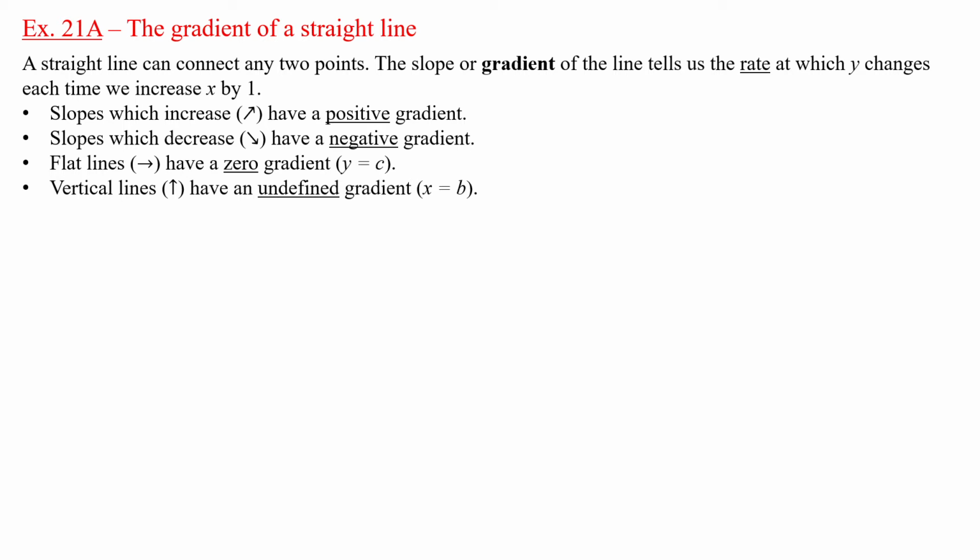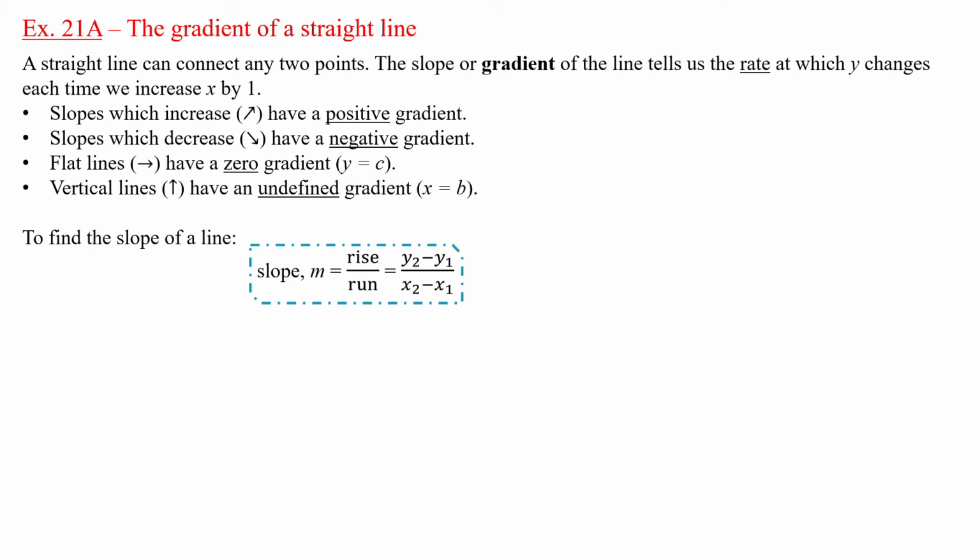And vertical lines, lines that go straight up and down the page, have an undefined gradient. For a flat line, you will usually have an equation of y equals c, and for vertical lines, you'll have x equals some other number, b, where b and c are constants, but we'll come back to that later. All right, let's try it in an example.